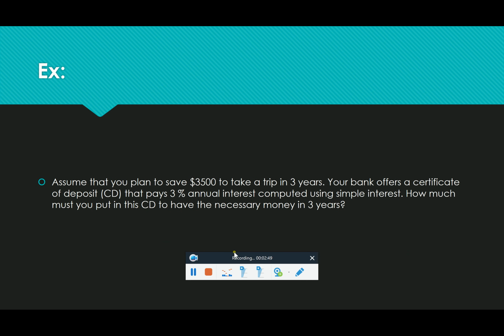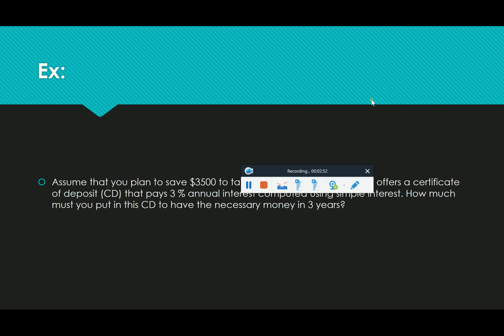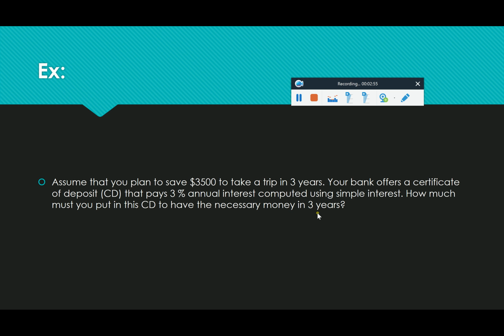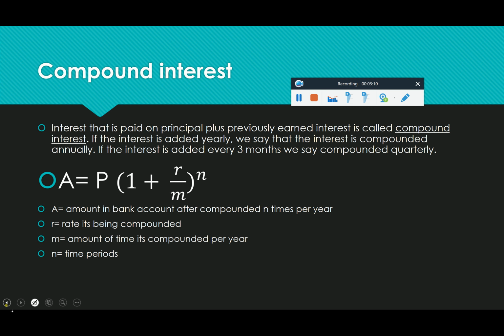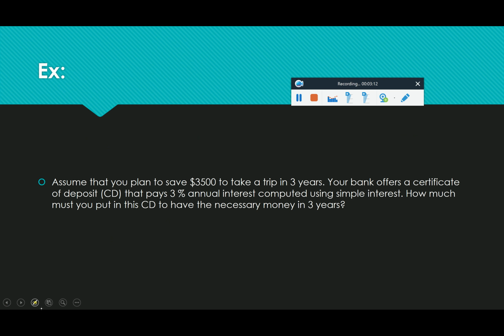All right, assume that you plan to save $3,500 to take a trip in 3 years. Your bank offers a certificate of deposit, which is a CD, that pays 3% annual interest computed using simple interest. How much must you put in the CD to have the necessary money in 3 years? So you know your future value. I'm going to let that be my A, and we don't know what we want to put in, but we know we want this much after 3 years. We know our rate is 0.03, and our time is 3 years.